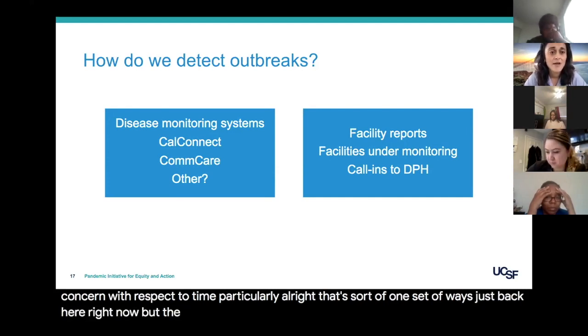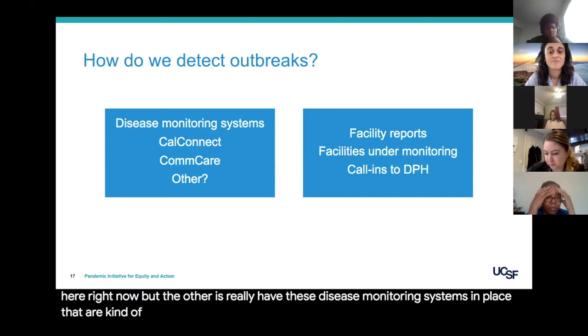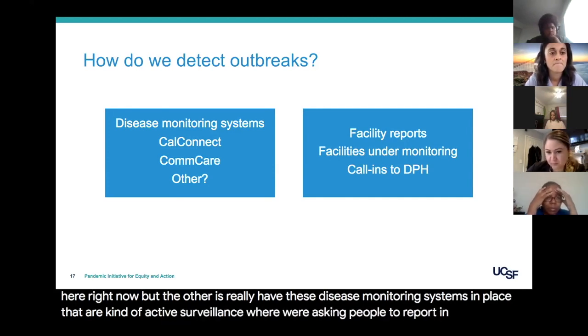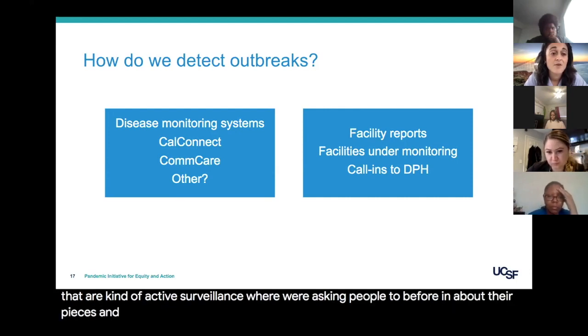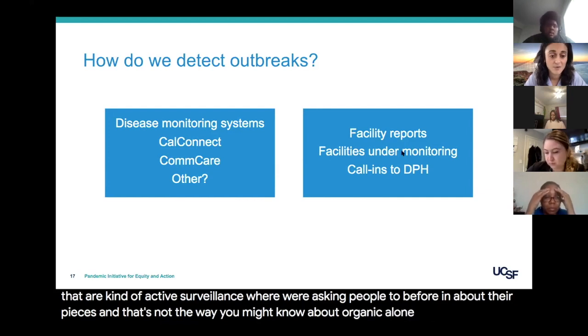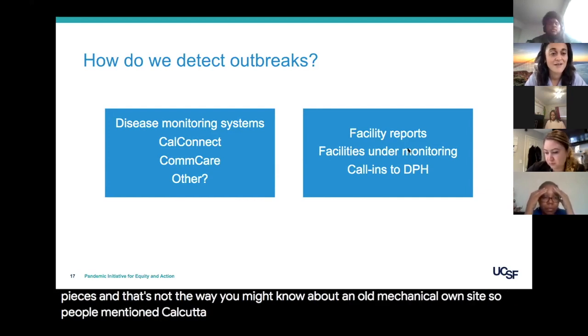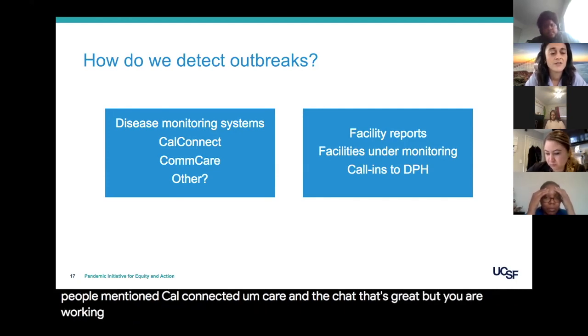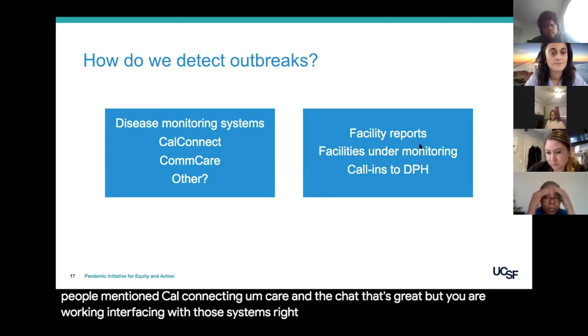But the other is that we have disease monitoring systems in place that are active surveillance, where we're asking people to report in about their cases. And that's another way you might know about an outbreak at a particular site. So people mentioned CalConnect and ComCare in the chat. That's great. And I hope that you are interfacing with those systems in your work right now. Okay, next slide.